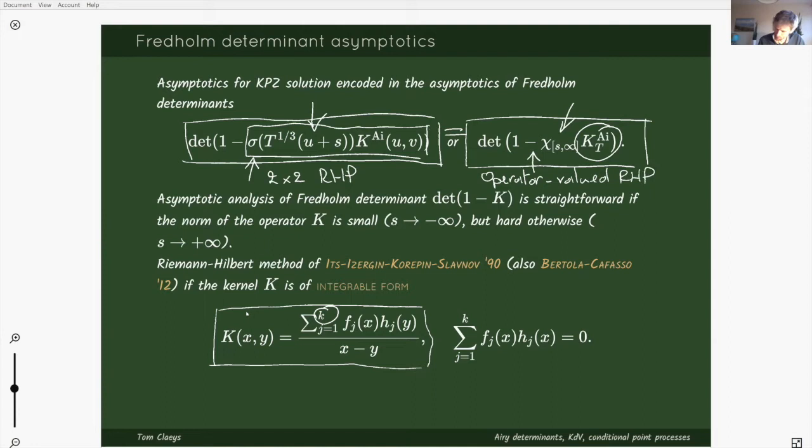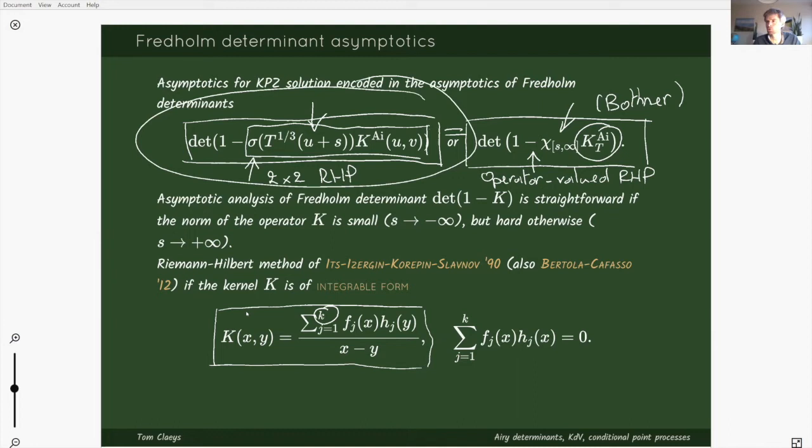In fact, Thomas Bothner studied this representation of the Fredholm determinants and managed to prove certain results about it by using this operator valued Riemann-Hilbert approach. So both approaches have something interesting in them. For us, we will focus on this 2x2 Riemann-Hilbert representation, and this is what we use to produce our results.